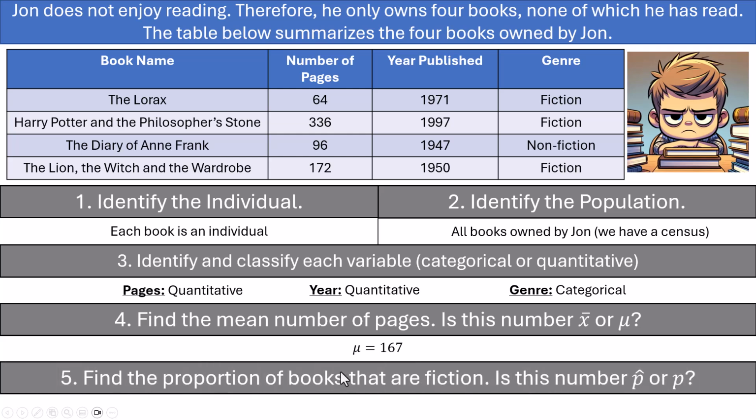Finally, find the proportion of books that are fiction, and then use the proper symbol. So if we look at the genres here, we have 3 out of the 4 are fiction, so we're going to use 3 out of 4, which is 0.75. And once again, we're going to use the population value to represent that, and the population proportion is just the lowercase p.